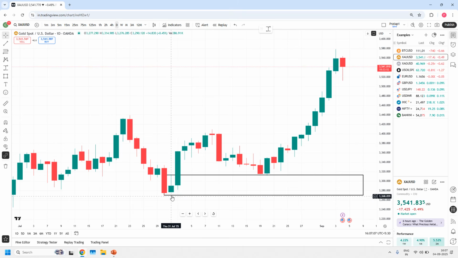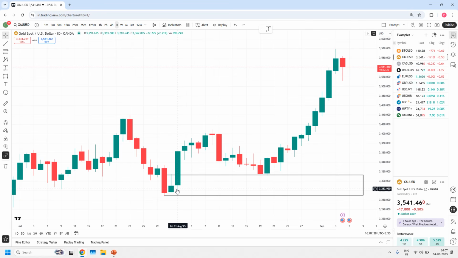Because here we got a clue. Identifying that clue is important. What is the clue? Imbalance is the clue. What is this clue confirming? Institutional participation is there. That is the confirmation we got. Okay, where exactly is the institutional participation? The balanced area is confirming. Imbalance is confirming institution participation is there, and balanced area is confirming institutional unfilled orders are available in this area.